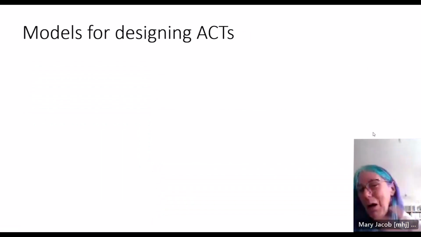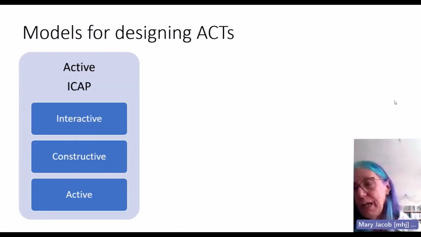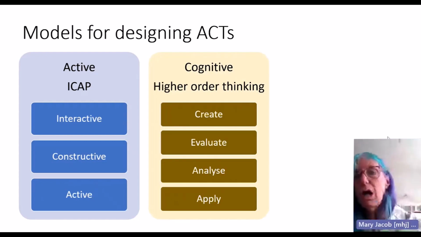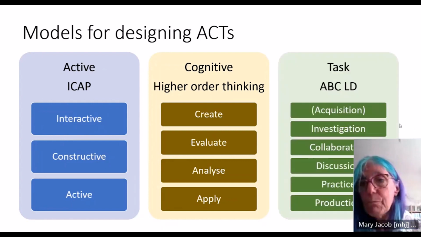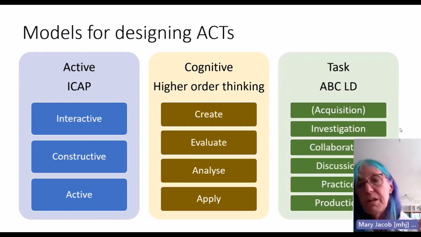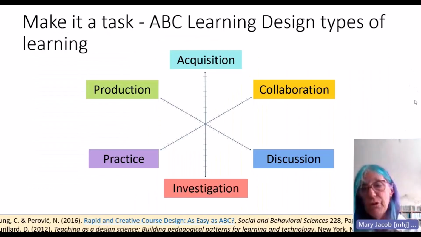So, models for designing ACTs. I came up with 3 that I found very useful. To find out how active it is, ICAP, and I'll show you a slide on that in a moment, is based on 3 categories of active learning. How cognitive is it? Higher order thinking, that came through with all of those definitions. And these are, I would argue, the top 4 from Bloom's taxonomy. And then for a task, how do you get ideas for the task? I find the ABC learning design model is very, very useful. So I'm going to talk about the task here and show you that model.